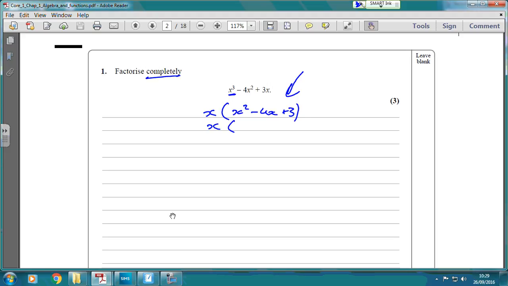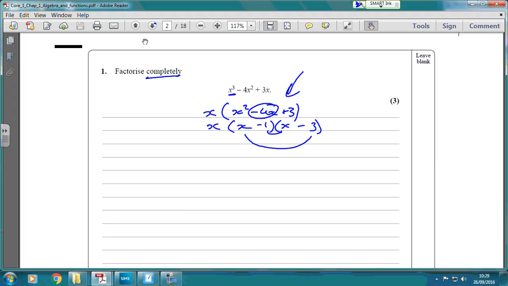So then you've got x, and if we factorise this into two brackets, we're going to have x here, x here. 1 times 3 makes 3, but you've got to use them to make minus 4x. That's going to be minus 1x. That's going to be minus 3x. And that's it, factorised completely.